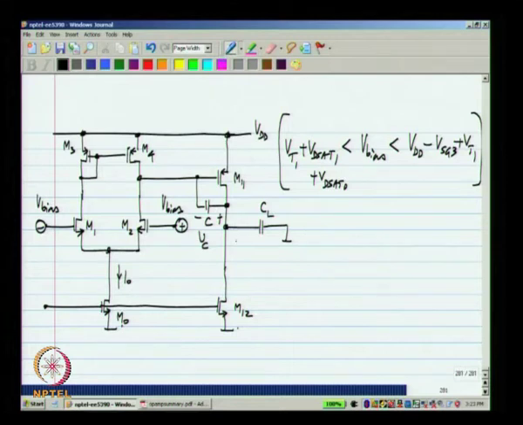And what is the limit on the output? As V0 increases, there comes a point where the voltage across M11 is too small for it to remain in saturation region. So, V0 has to be less than VDD minus VDsat11. Similarly, as V0 decreases, the voltage across M12 becomes smaller and smaller, and at some point it will go into triode region, and that will be VDsat12. Okay.